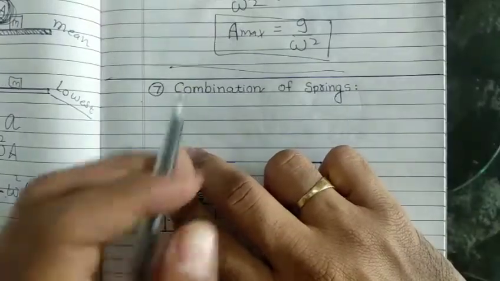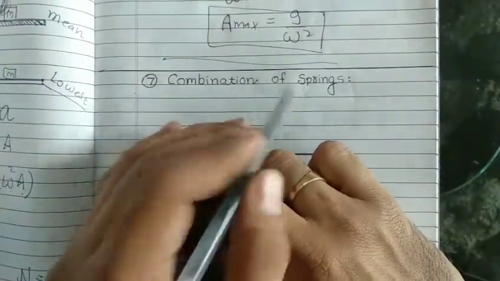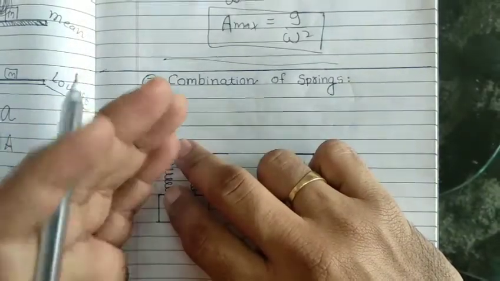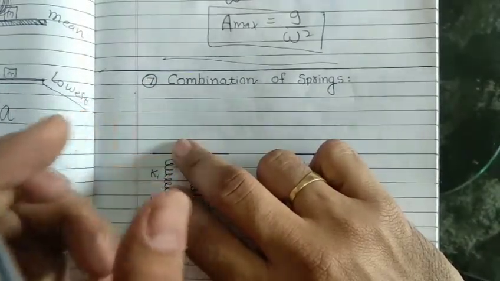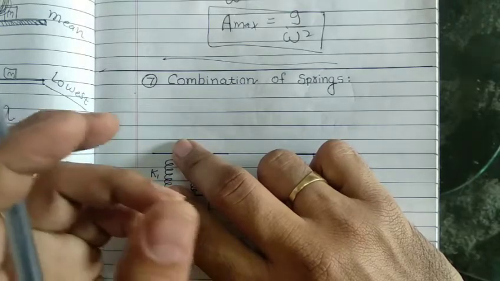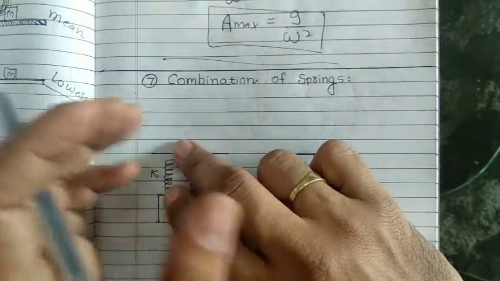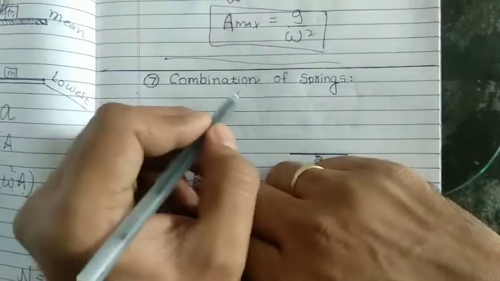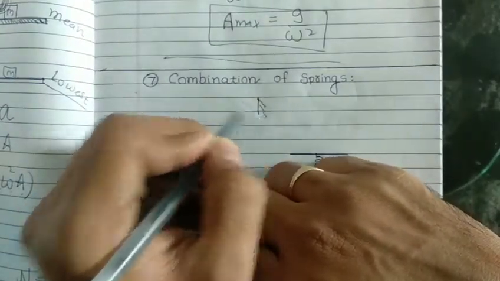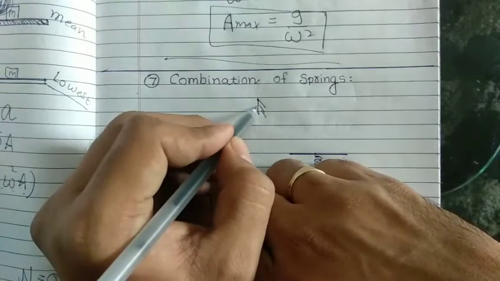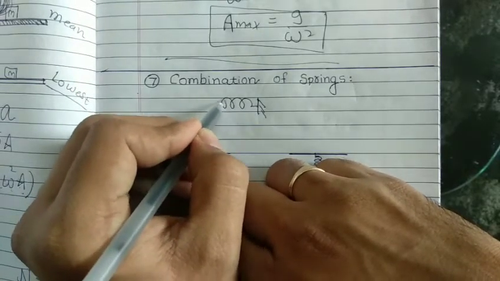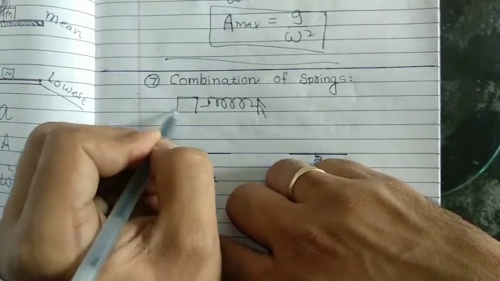So the next point is now the combination of springs. In oscillation, there are some questions in which a spring is also involved. You know that if you connect a spring with a block, the spring and block together can perform oscillation, right? Now let's start this topic, combination of springs. Suppose you take one spring like this and connect it with a block like this.